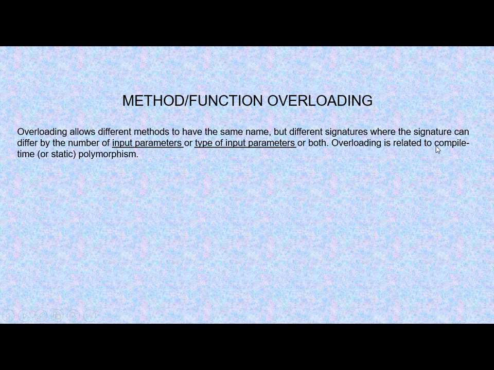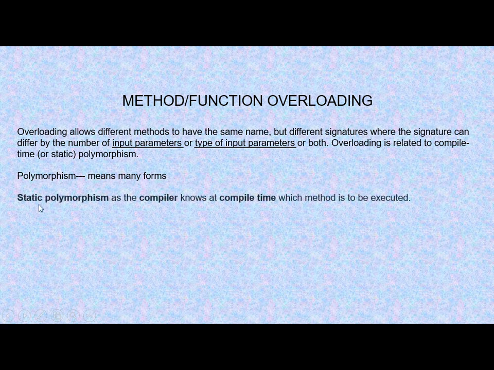Then, overloading is related to compile time or static polymorphism. Here we come across two new words: polymorphism, and compile time or static polymorphism. So what is this? Let's see. Polymorphism means many forms. This also comes from the same process, that is overloading. Here the same method uses the same name, so this is many forms, meaning the same method will have different forms.